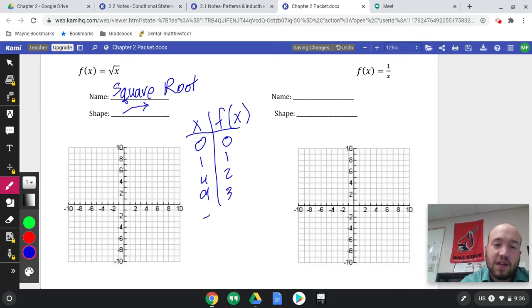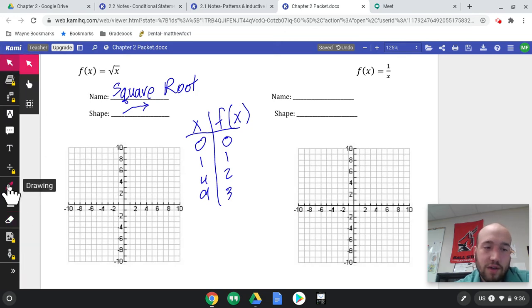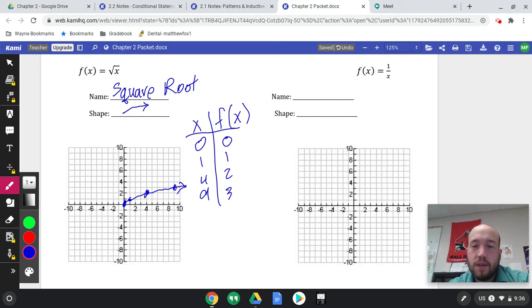Now, if I put in a negative 1, square root of negative 1, if you do that on a calculator, it's going to give you an error. Remember, that would be an imaginary number, and we are not going to deal with those in this chapter. We can't graph it. Okay, we can only deal with the ones that are positive for a square root. So 0, 0 is right here, 1, 1, 4, 2, and then 9, 3, and it arcs over, and it has an arrow there.